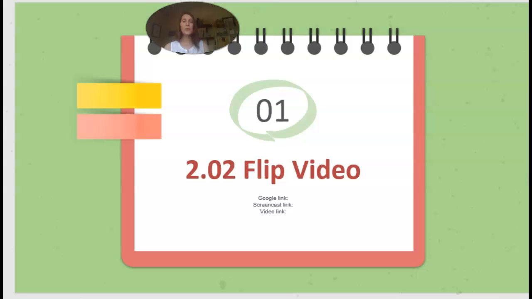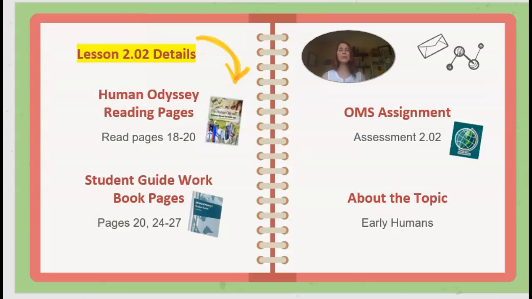So this is where the typical flip video will begin. There will be a Google link, a screencast link, a video link in the slides posted on the OMS, should you need to go back and watch the recording. So today we're talking about 2.02. This will cover your Human Odyssey reading pages 18 to 20, so this book here. And remember, during this lesson, you should have read 2.01. You should have read 16 to 18. Maybe you did 16 to 20, which is great. But specifically for today's lesson, it's 18 to 20. Your student guide workbook pages 20 and then 24 to 27. Your OMS assignment will be the assessment 2.02. And the topic we're discussing is early humans.